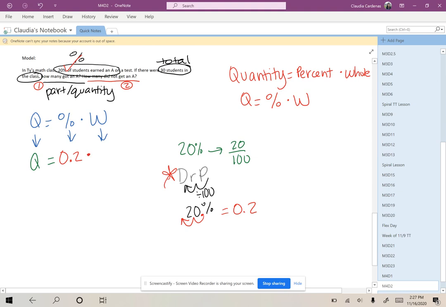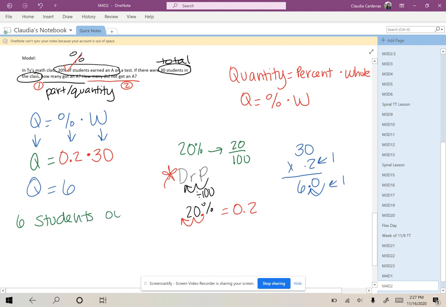Now we need to multiply it by the total or the whole amount, which is 30 students in the class. So we know how to multiply 30 times 0.2. We're going to multiply like normal and deal with the decimal at the end. I see there's one number behind the decimal point, so there needs to be one number behind the decimal point here. So Q equals 6. What does this answer mean? I remember the quantity is how many students got an A. So our complete sentence would be: 6 students out of 30 total got an A.